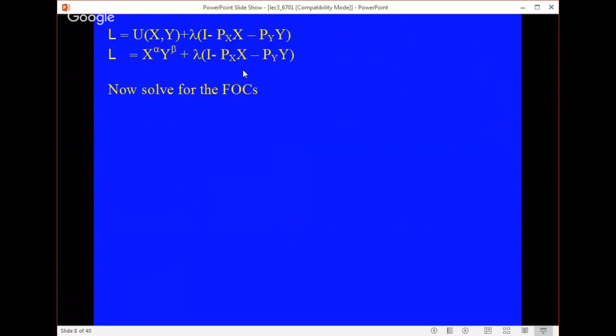I do the same thing. I take the partial of my Cobb-Douglas utility function, right? Plus the partial of the constraint, which would leave me with lambda py, and I set that equal to 0. Okay.